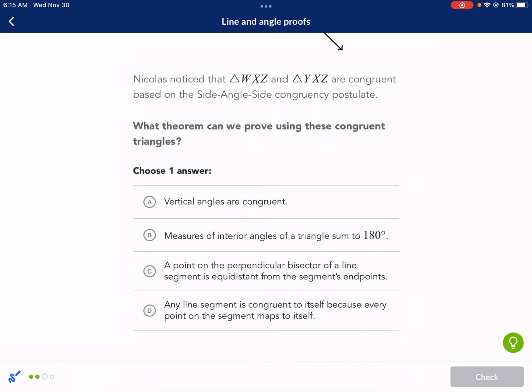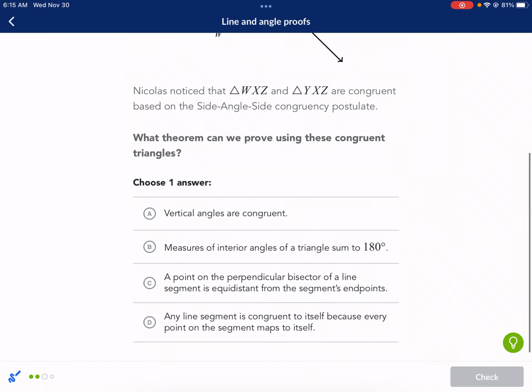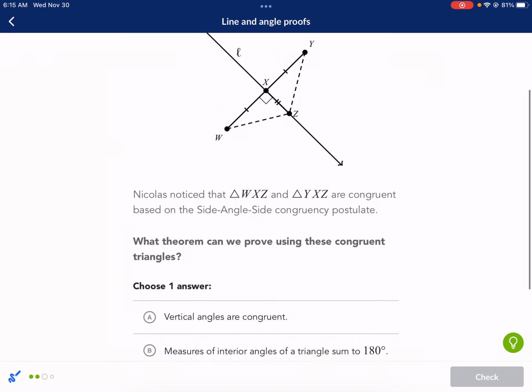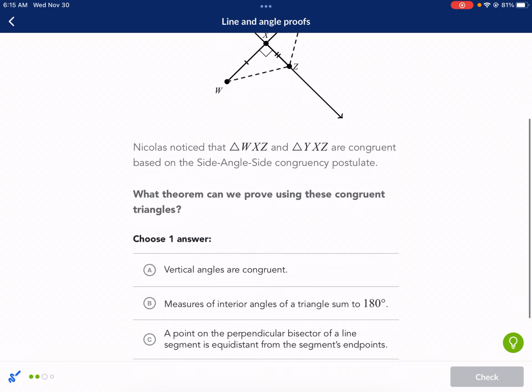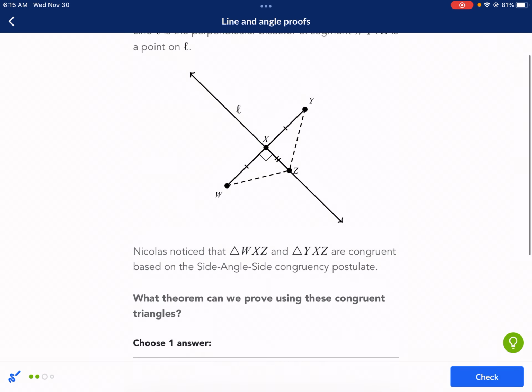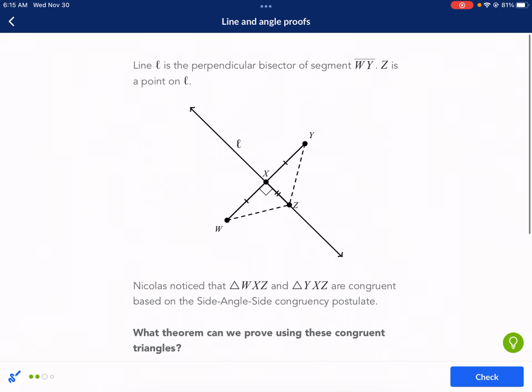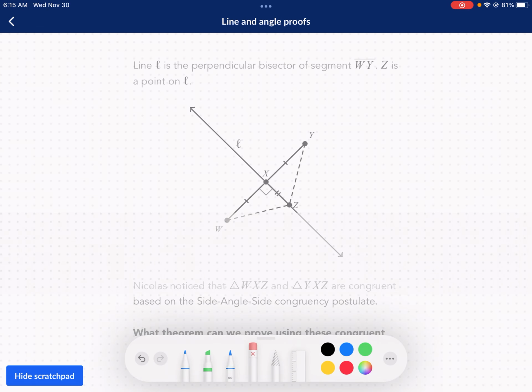Any line segment is congruent to itself because every point on the segment maps to itself. Again, that's any line segment is congruent to itself because every point on the segment maps to itself. I mean, that's a true statement, but C is the correct answer here. The whole point of having Z on line L was to show that this is going to be an equal distance.